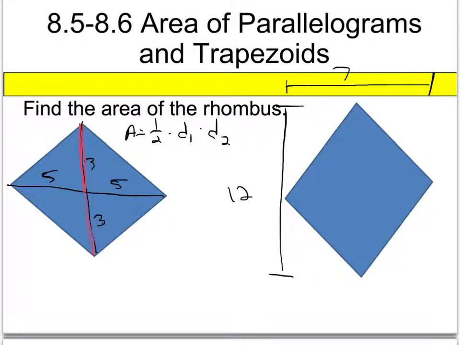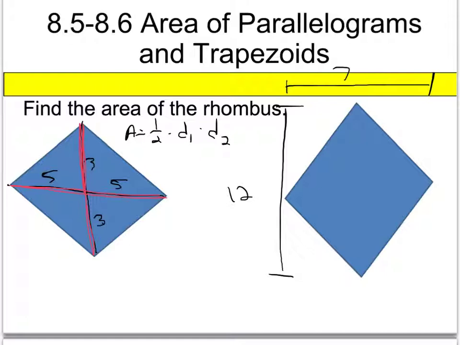So what do we have to do? Yep, we have to add those two together to get our full diagonal. Same thing on this horizontal one. We have 5 and 5. We have to add those together to get our D2. So I want you to give that one a shot. Pause now and try it out.